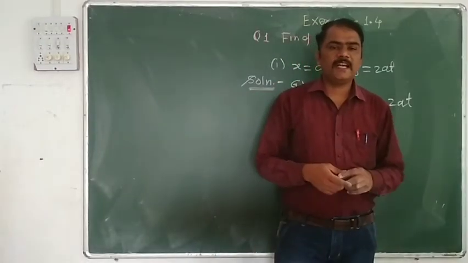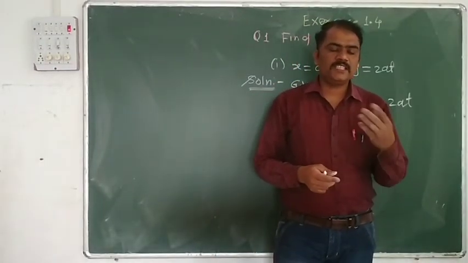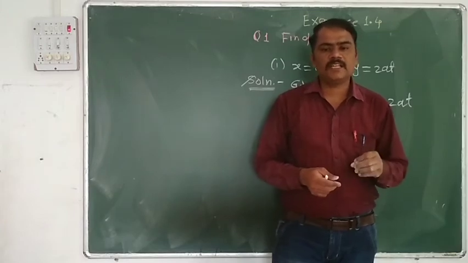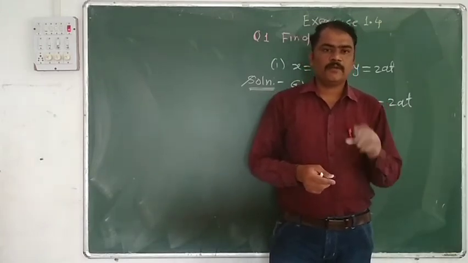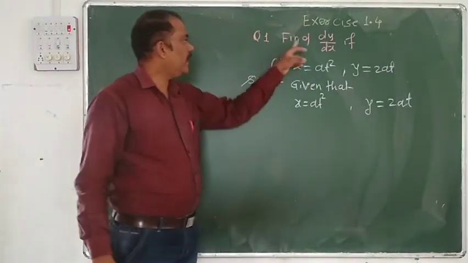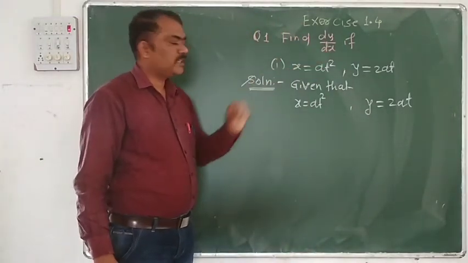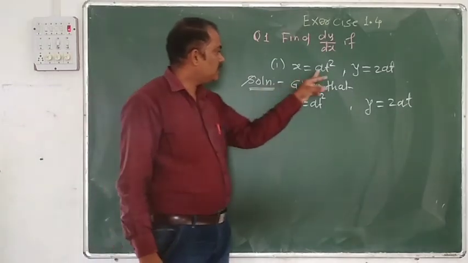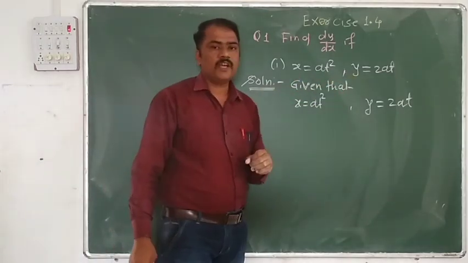To discuss the examples, we have to discuss the examples from Exercise 1.4. From that, we have to discuss question number 1. What is question number 1? Find dy by dx if. We have to consider the first example: x is equal to a t square, y is equal to 2 a t.